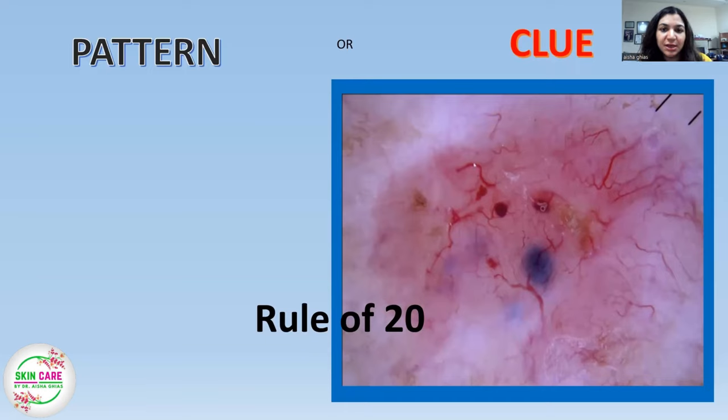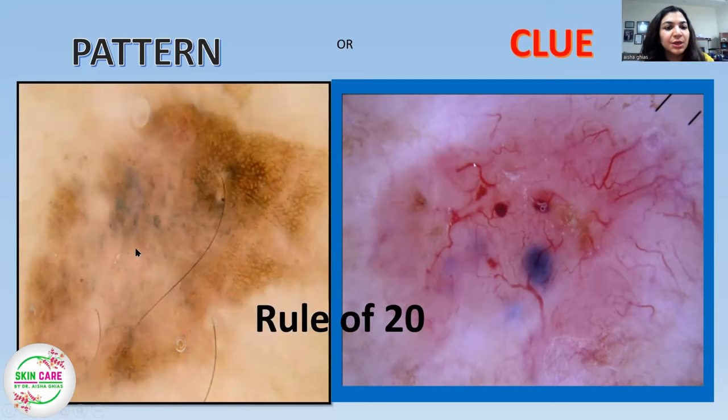What is a pattern and what is a clue? A pattern is a structure that you see in more than 20% of the field of the dermoscope. So if you see something in more than 20%, it's a pattern, and if less than 20%, it is a clue. Pattern is more than 20% and clue is less than 20%. For example, on the left-hand side, you see that the pigment network is present in more than 20% of the lesional surface area that you are seeing with the dermoscope, and we call it a pattern. So there's a pattern of pigment network. However, on the right-hand side, if you see this clod, is it a pattern or a clue? It's a clue.